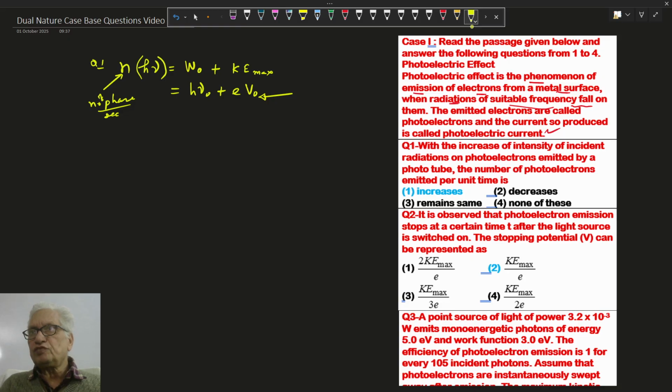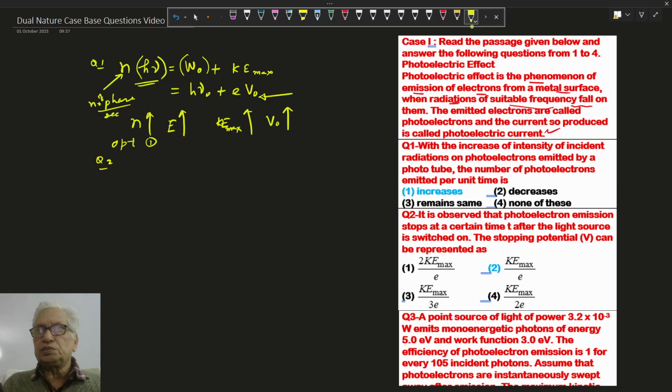So if the number of photons increases, it means the total energy falling increases, and there is no change in the work function. So kinetic energy maximum of the photoelectrons increases and stopping voltage also increases. So option 1 is correct.